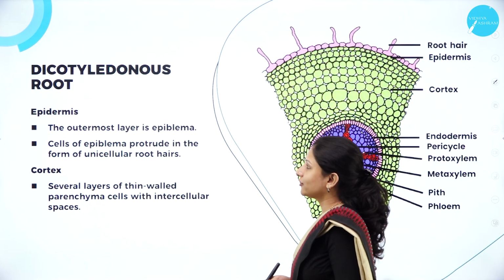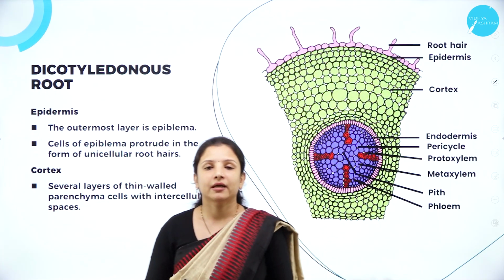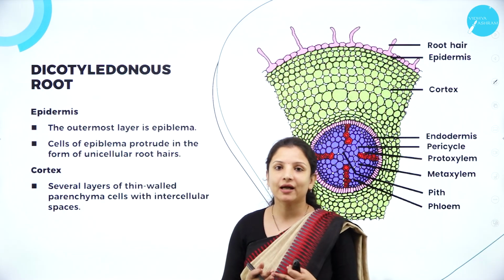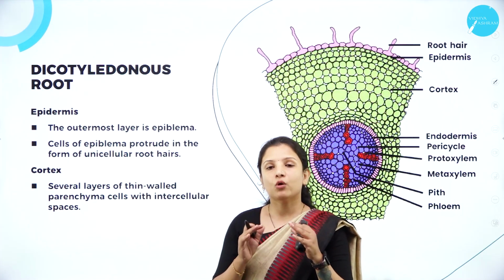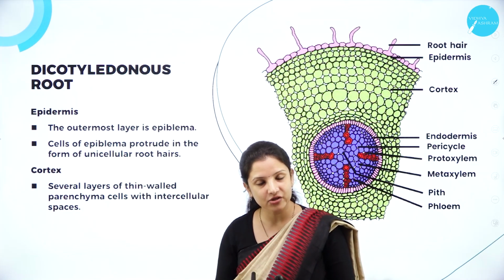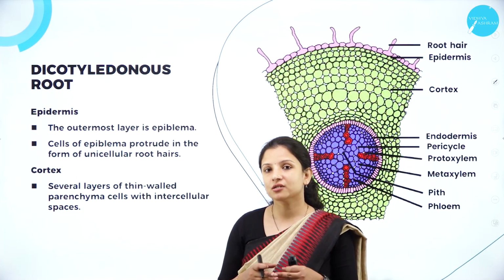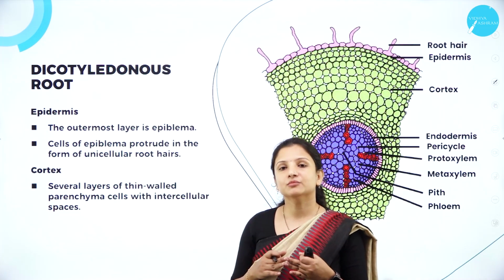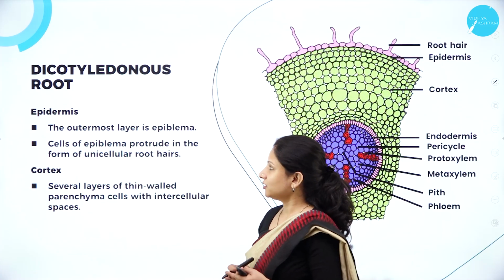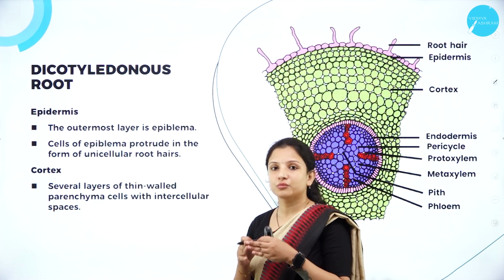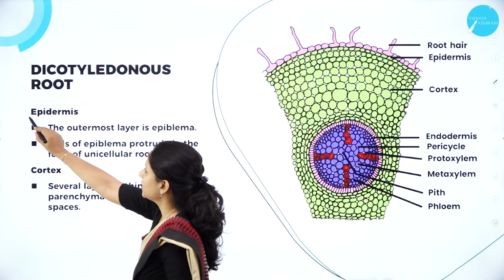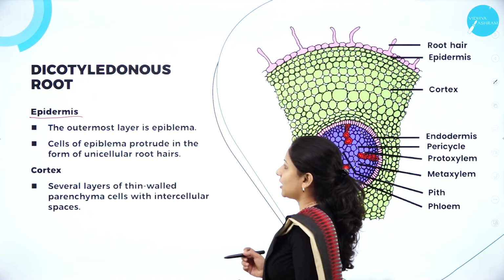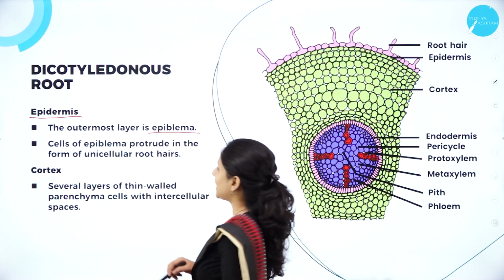So starting with the dicotyledonous root. If you remember, in the previous session, we had studied in general the different layers, the cells that are arranged in a plant. So the cells are arranged in the epidermal tissue layer, then we have the ground tissue, and then comes the vascular system, right? So the epidermal layer forms the outermost covering, and it is the epidermis. Epi means outer and dermis or derma means skin. So it is the outermost layer, and it is also called epiblemma.